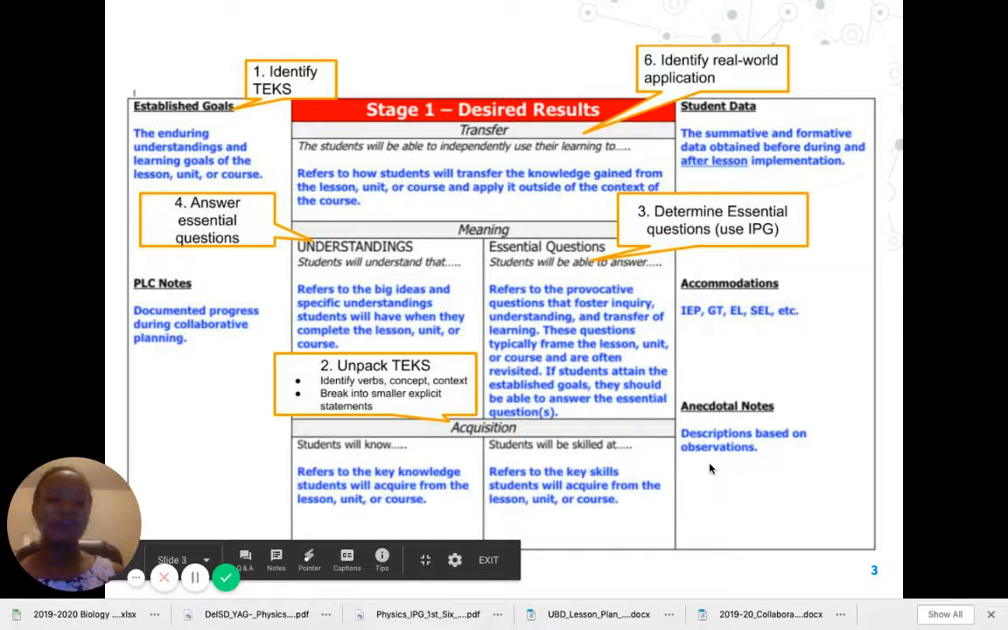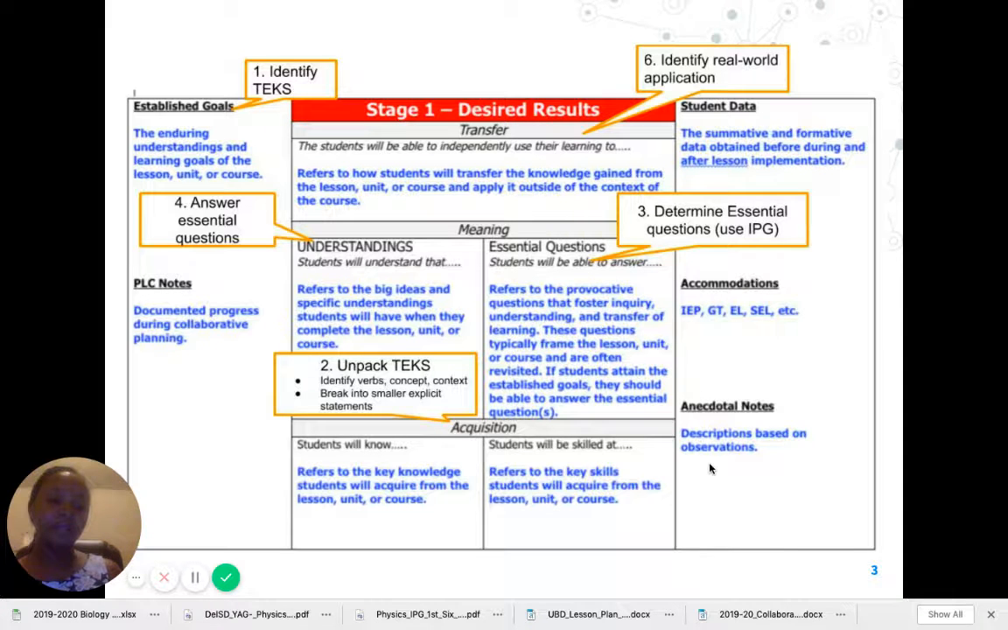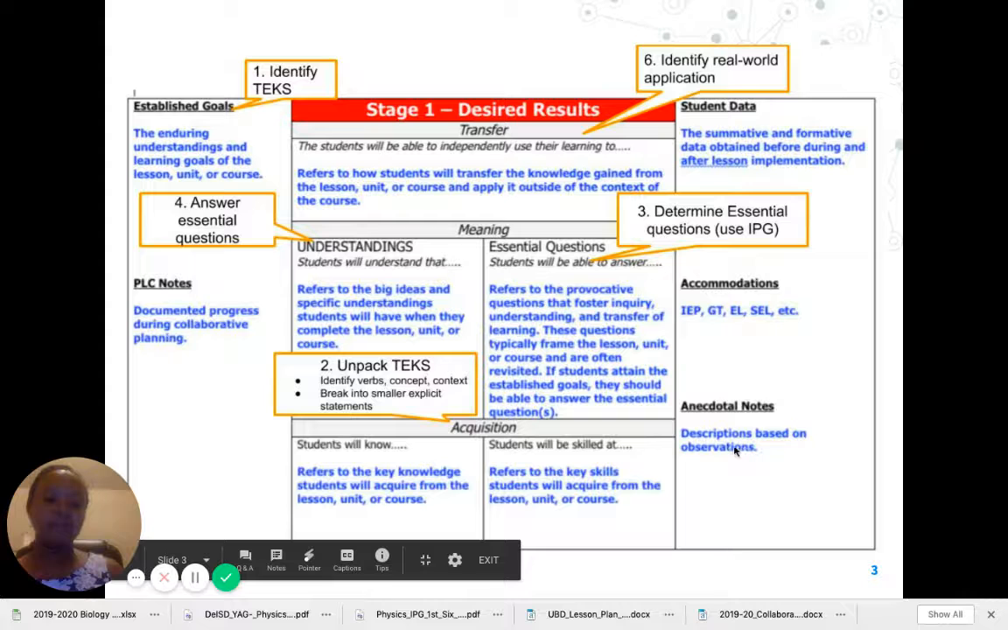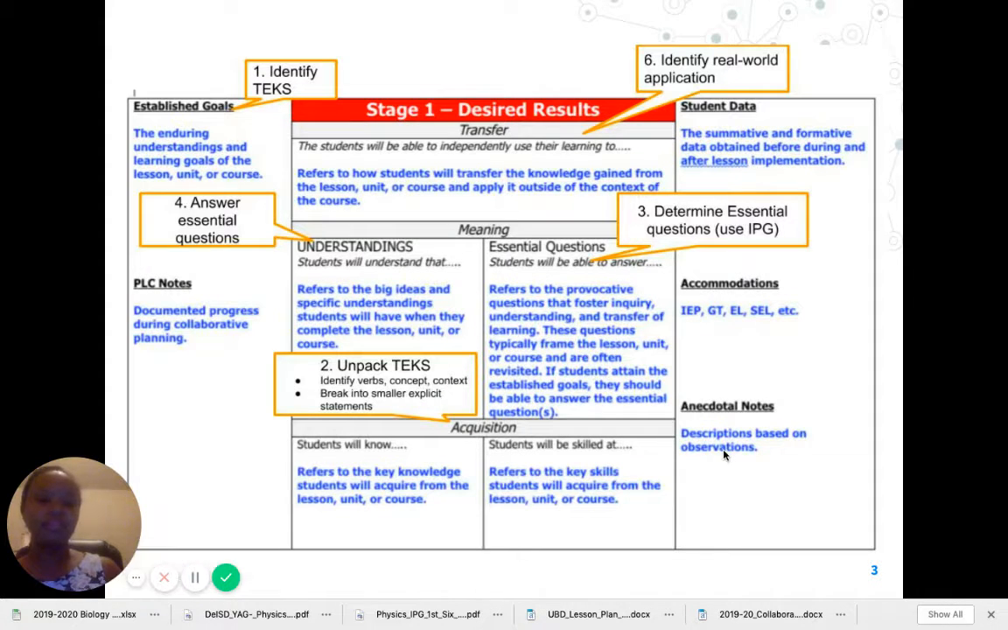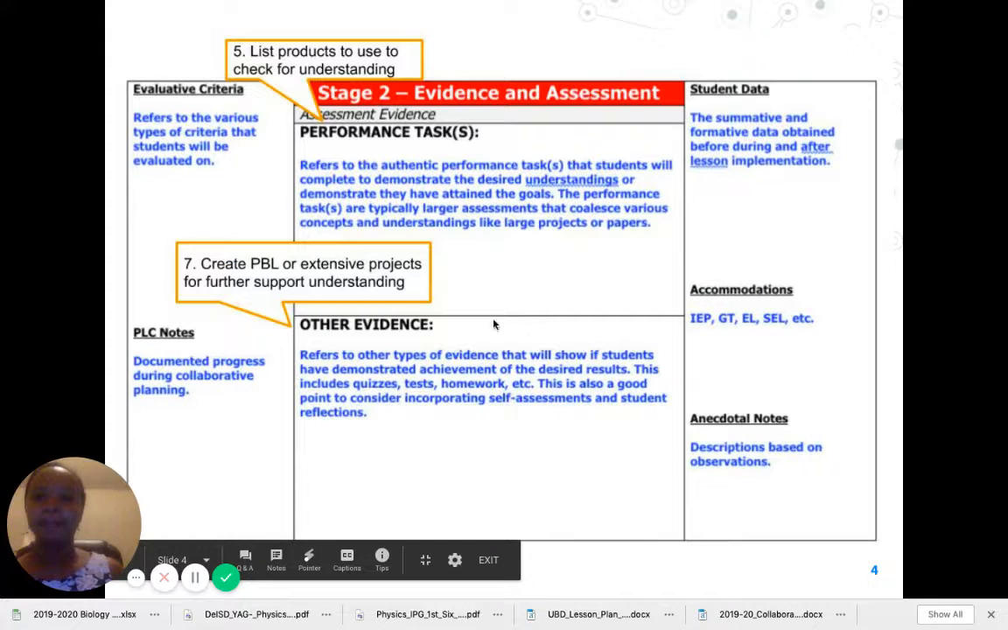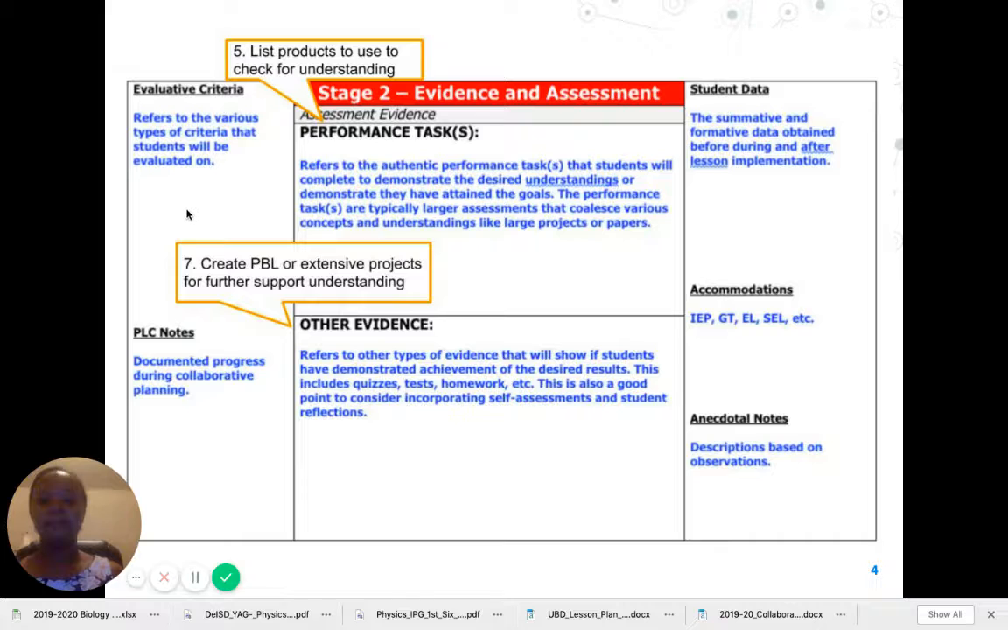Any kind of extra anecdotal notes that you may want to notate, if you're thinking of some ideas of what to do with this later on or next year, you can put it there. Evaluative criteria is kind of open. You can make changes as needed. If I'm using a rubric, I'll probably put the specifics on the rubric up here. And once again, data, anecdotal notes, PLC notes.